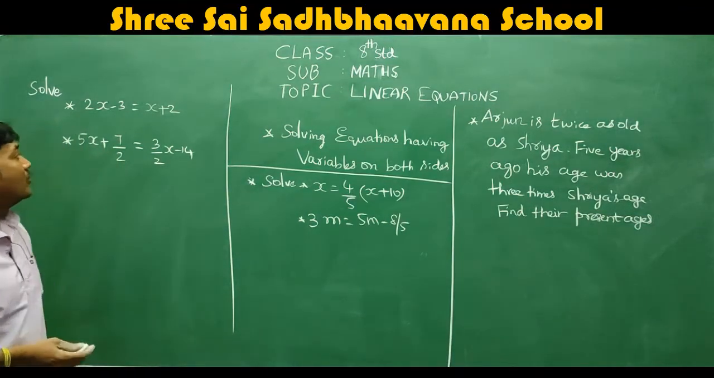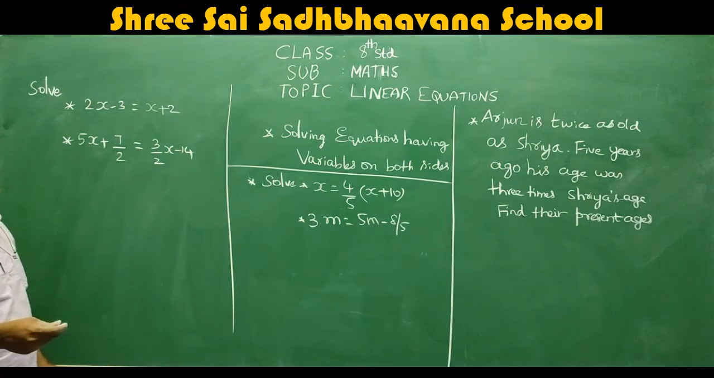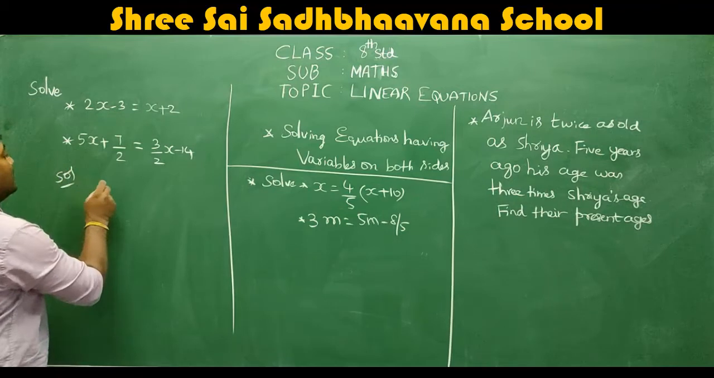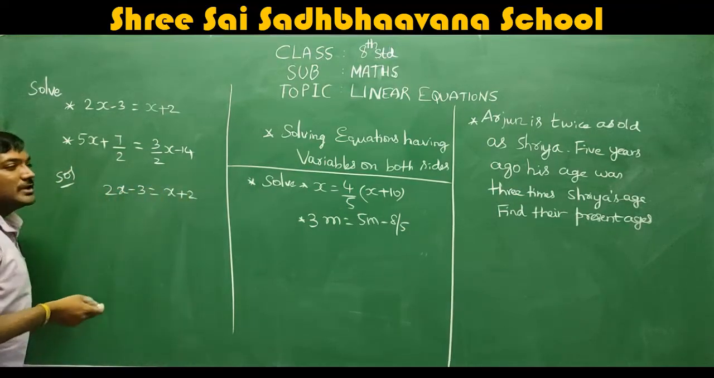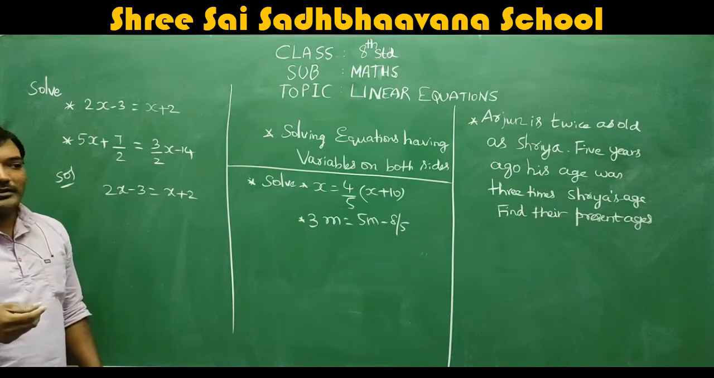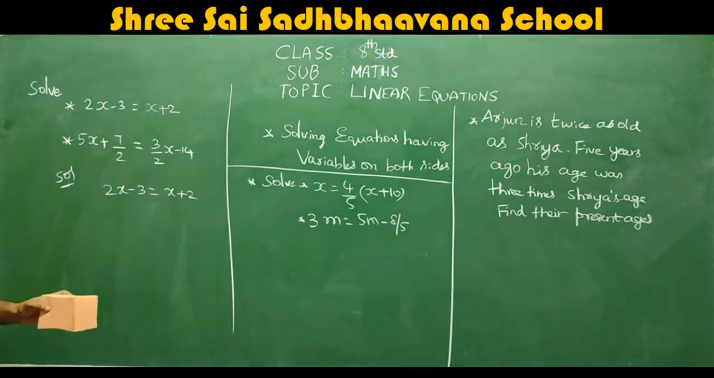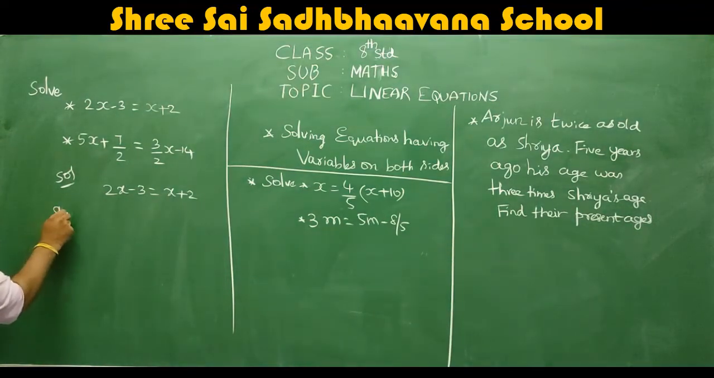Now, the first one. What is the first one? 2x minus 3 equal to x plus 2. See, the steps we followed for the last sums, the same kind of steps we follow here also. There is no change in those steps. So, what is step one here?